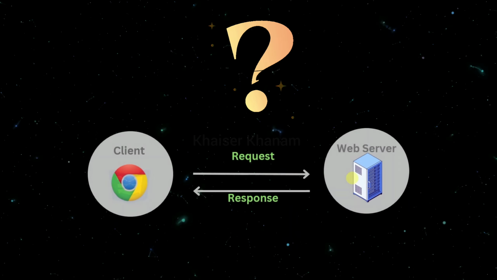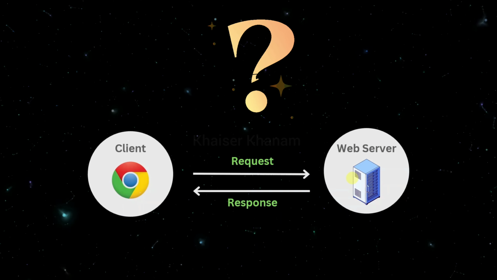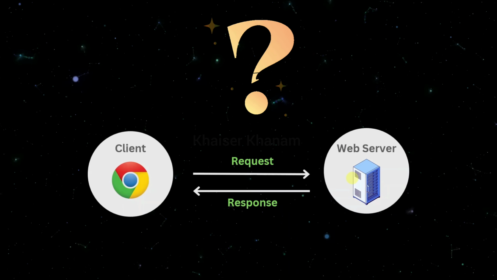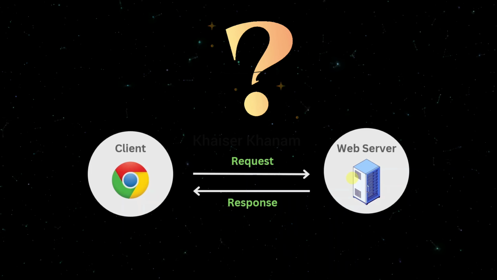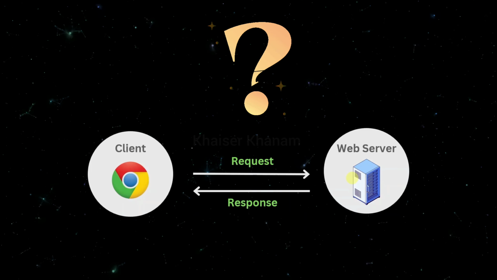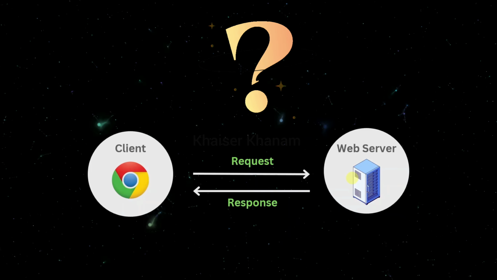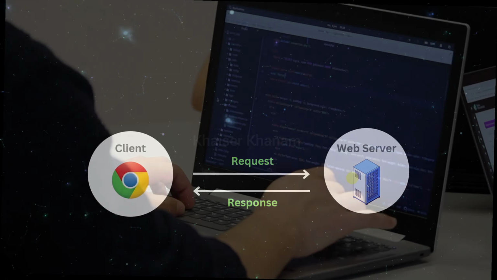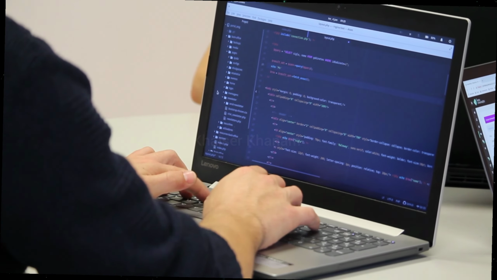But now let me ask you a simple question. What happens whenever you are typing some URL in your browser? If you want to request some new page or if you want to request some API data, behind the scene, how you are getting this data?